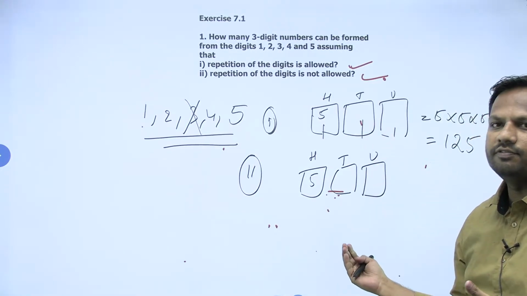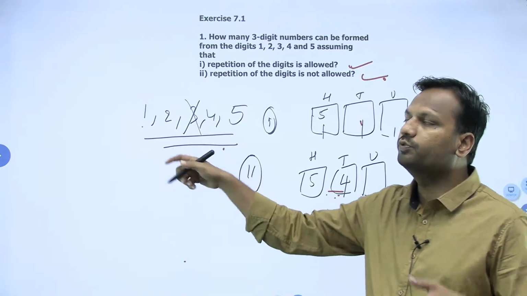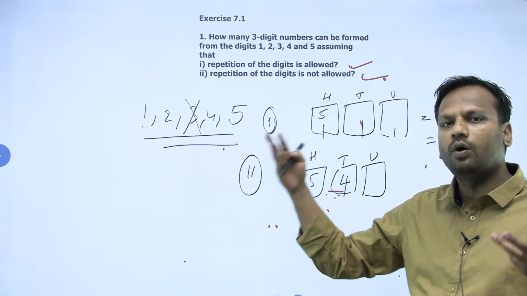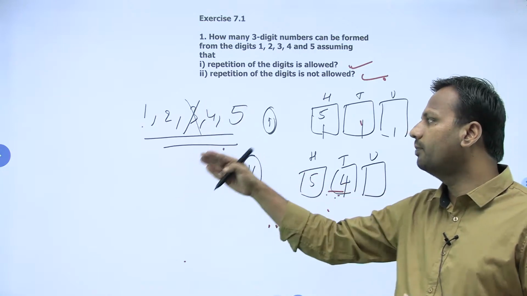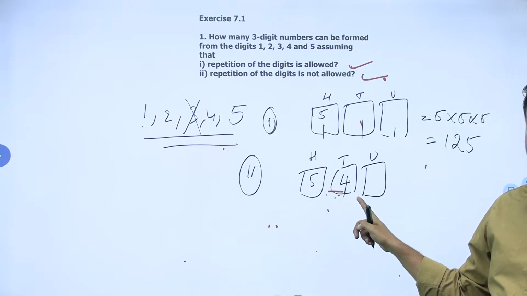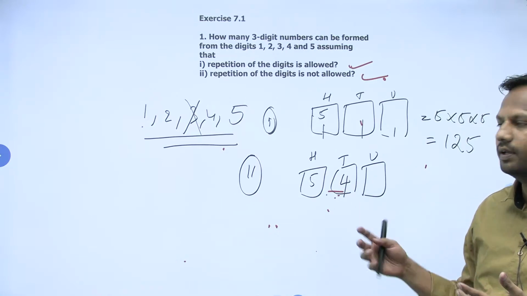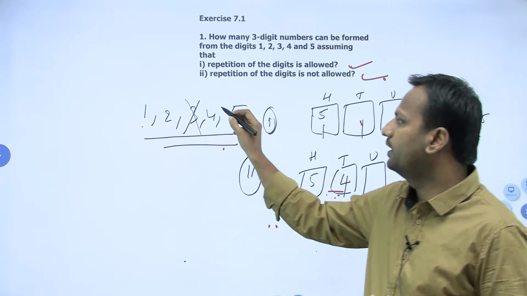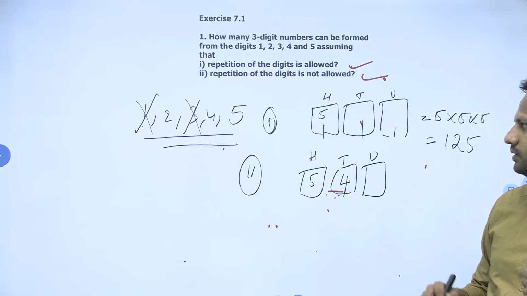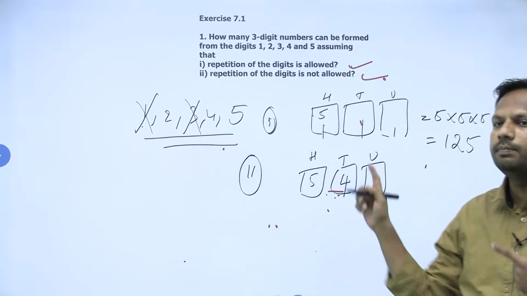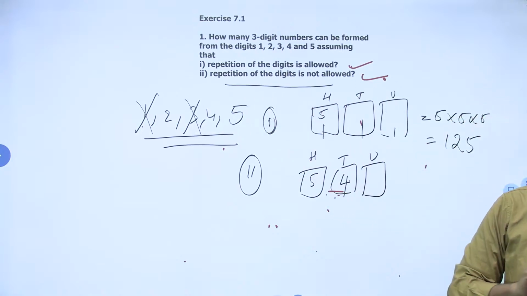So in how many ways can I fill here? In 4 ways I can fill the tens place. What are the numbers you can fill? Either 1, or 2, or 4, or 5. Total ways are how many? 4 ways, right? Only one number you are filling, but total possibilities are 4 ways. Suppose you have filled the number 1 in the tens place, right? Again you should not use the number 1 in the units place here. Why? They are saying repetition of the digits is not allowed.